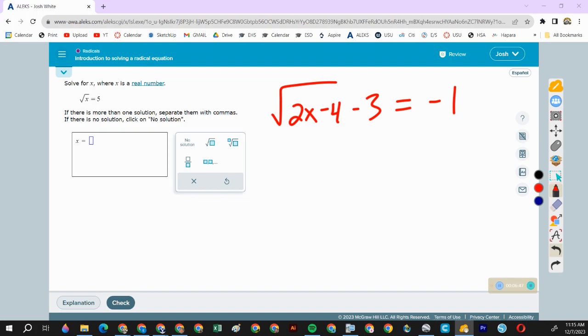The -3 is not. So this goes to here. But it equals -1. I'm taking the square root of some number and then subtracting 3. So if I move this to the other side, can the square root of 2x minus 4 equal 2? Yeah, that's totally fine. Okay.